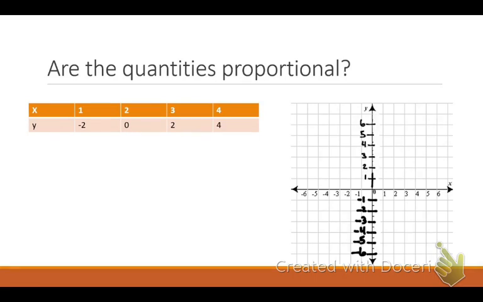So we're going to use the table, and we're going to make ordered pairs from these values. So my first ordered pair is 1, -2. What's my second ordered pair?